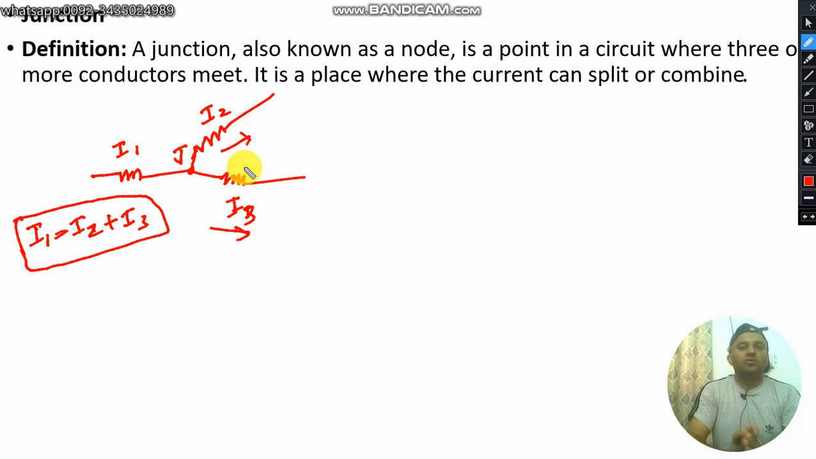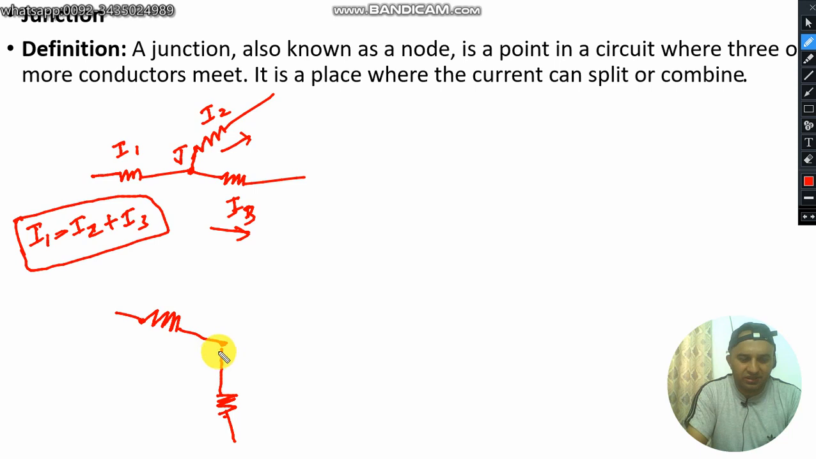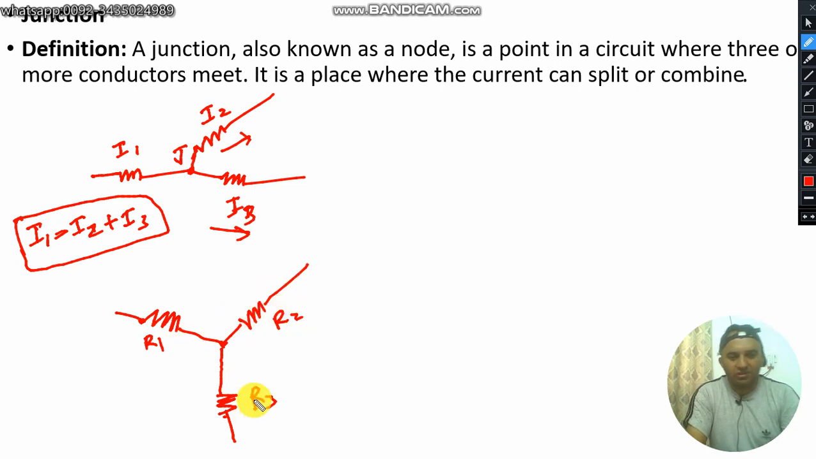Okay, so let's take another scenario. Sometimes we don't know the direction of the current. For example, we have three wires, I1, I2 and I3. R1, R2 and R3 are the resistances of the three wires. This is R3 and this is R2, for example. The three wires meet at the junction.